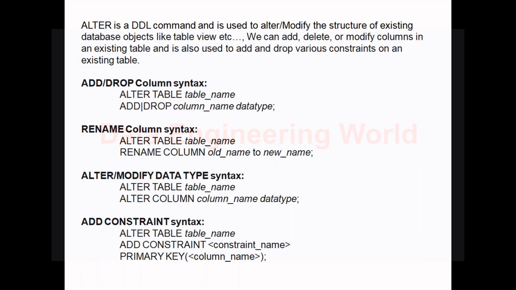After this, we specify the column which we want to add or drop from our table, and the data type with it. If we are adding a column, we are required to mention the data type. If we are dropping the column from our table, we do not need to mention the data type. We can simply mention drop and the column name.